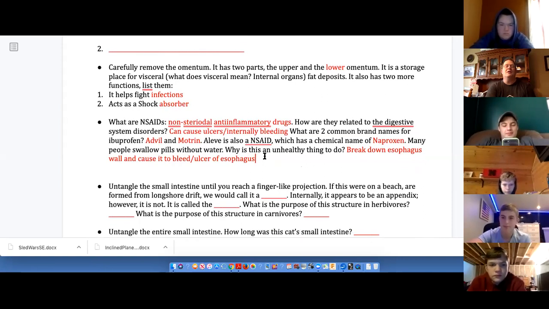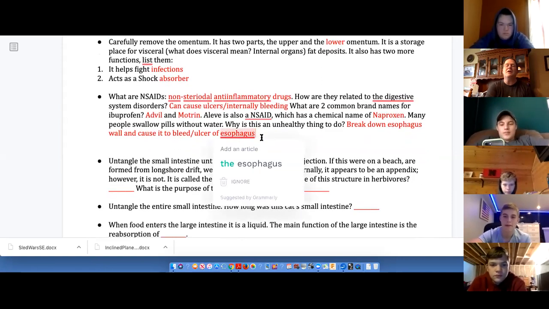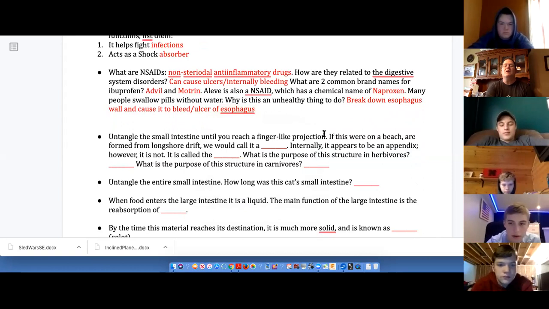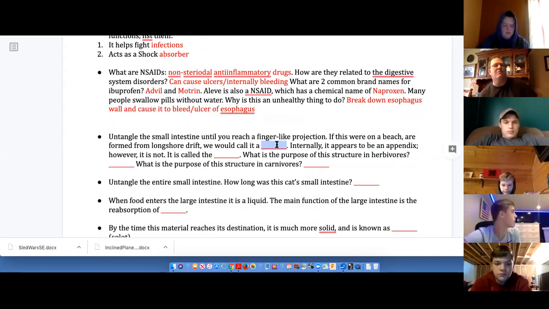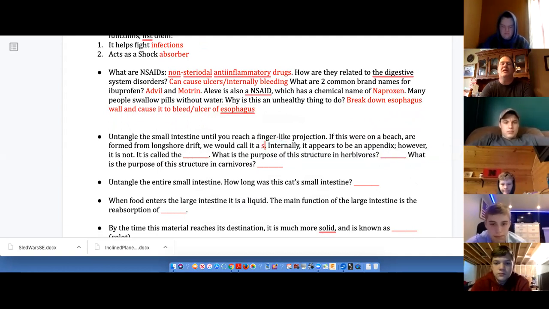All right. So we untangled the small intestine. Okay, earth science question. If this were on a beach formed from longshore drift, we would call it a what? I don't know if you remember in earth science, you could build a groin out into the ocean or bay to stop this from happening. It starts with an S. Spit.